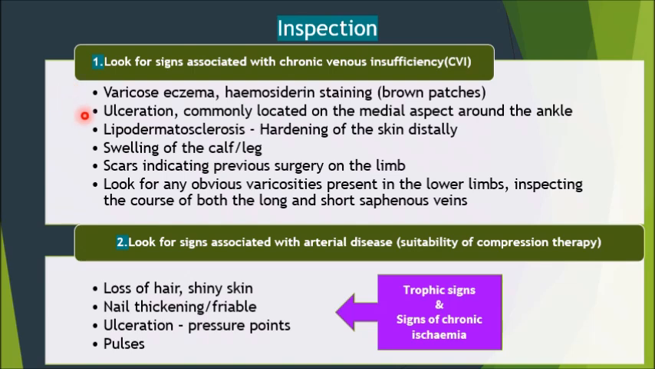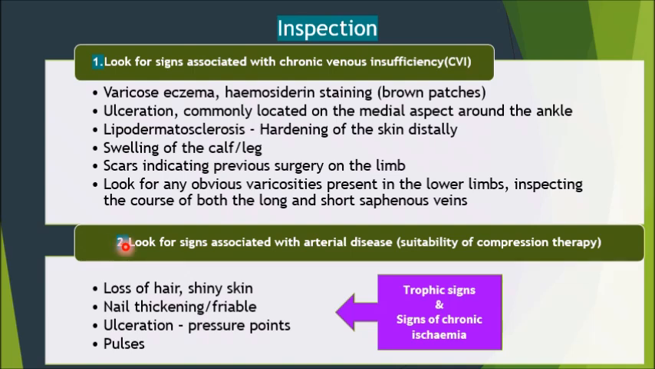Ulceration, commonly located in the lower third of the leg, the medial aspect, especially around the ankle. Lipodermatosclerosis, which leads to hardening of the skin, swelling of the legs and the calf, scars indicating previous surgery on the limb, and also looking for obvious varicosities which may be present in the lower limbs, and inspecting the course of both the long and short saphenous veins.